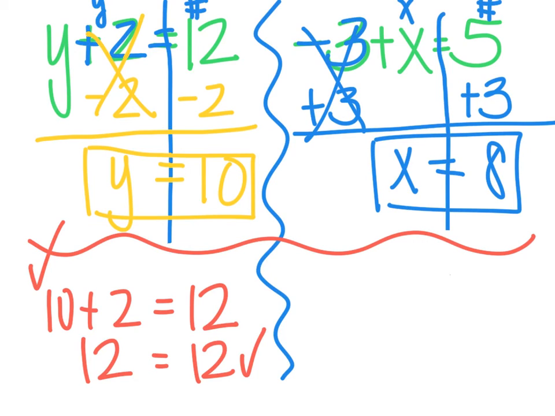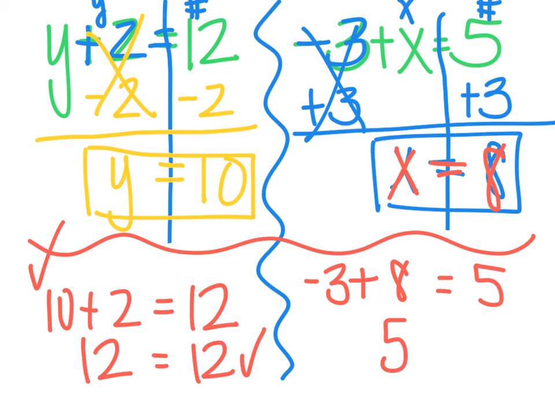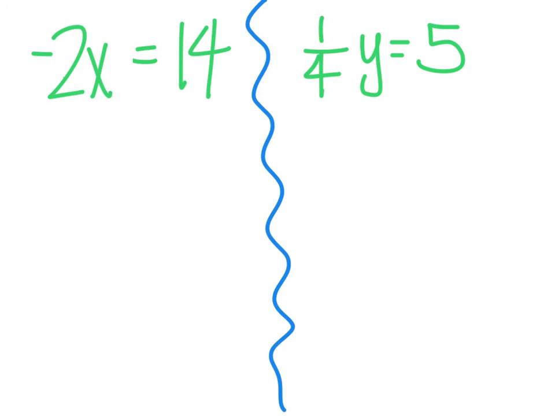I'm going to do the same thing here. I have negative 3 plus, instead of x, I'm going to put 8 because I know that x equals 8. And I want to see if that's really 5. Well, negative 3 plus 8 is like owing $3 but having 8. So if you owe $3 and you have 8, that means you really have 5 because you're going to pay off your debt. And our answer was the same on both sides. So this worked. Last two problems.